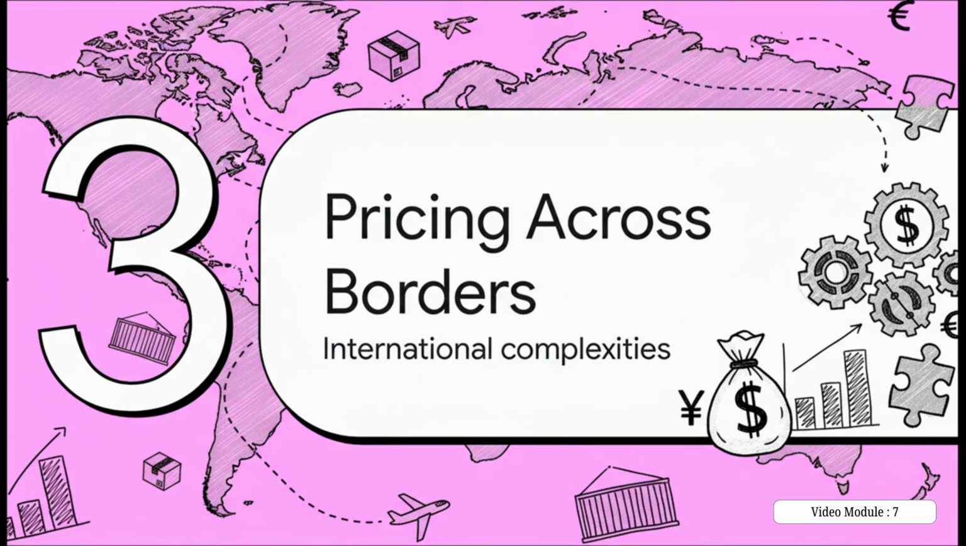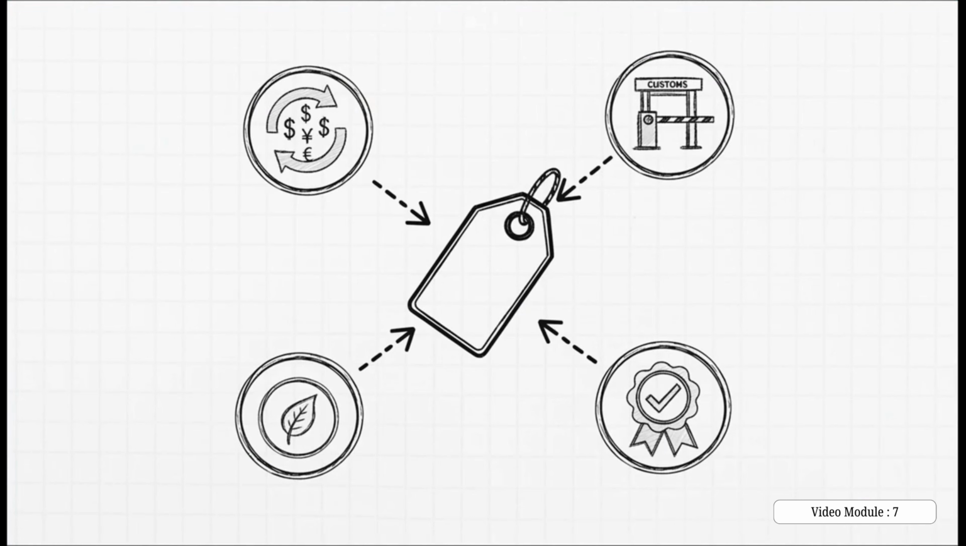But what happens when that product has to cross a border? Well, that's when things get really interesting, and a bunch of new, complex layers get added to our pricing puzzle. These are some of the really big game changers. You've got currency values that are always fluctuating, import taxes called tariffs, different cultural expectations, environmental rules, and varying standards for quality. Any one of these can completely change the final price a customer pays.